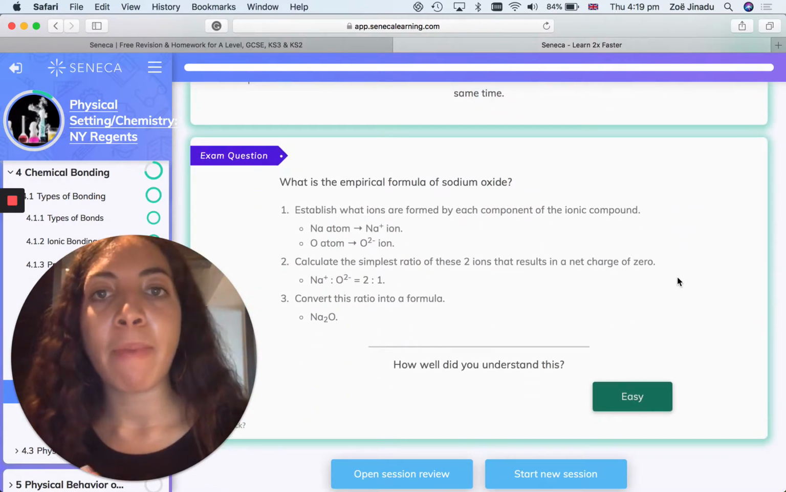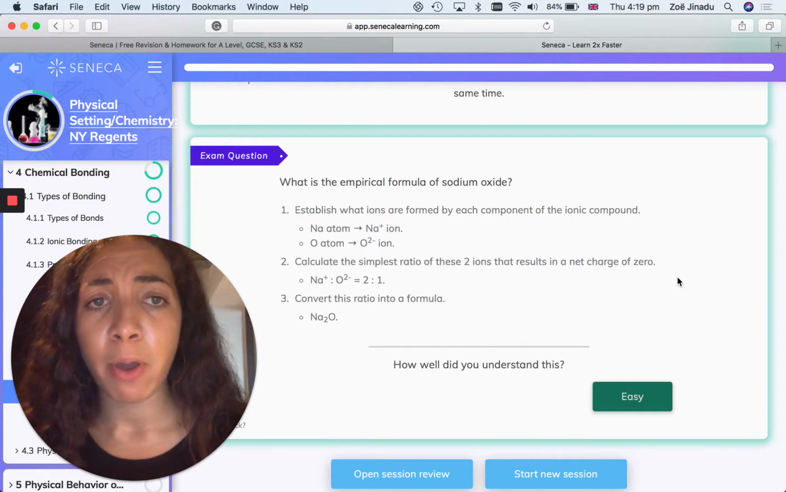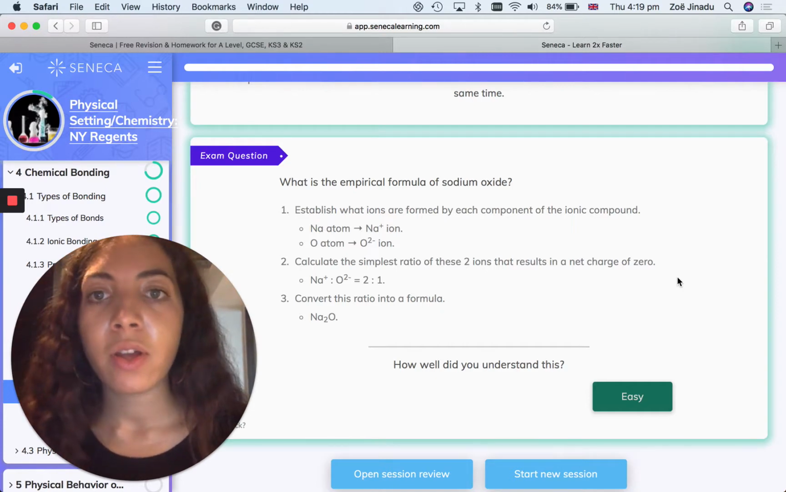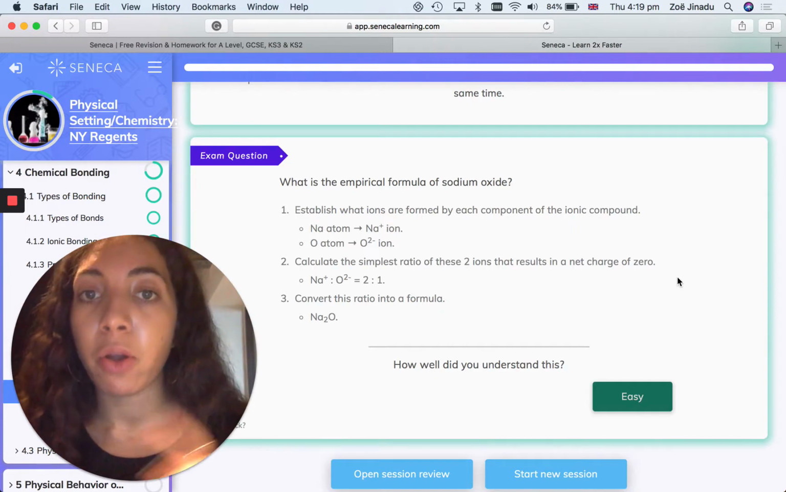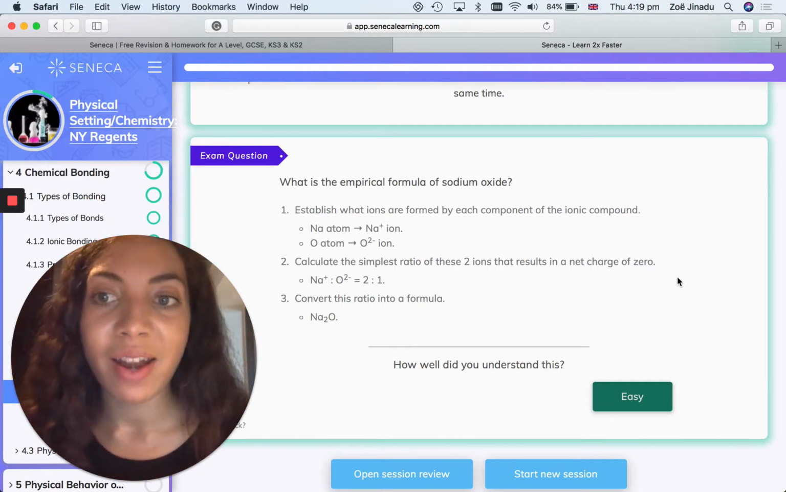What is the empirical formula of sodium oxide? Step 1, we need to establish what ions are formed by each component of the ionic compound. So the Na atom goes to Na+ ion, and the O atom goes to O2- ion. You can just look at what groups they're in.